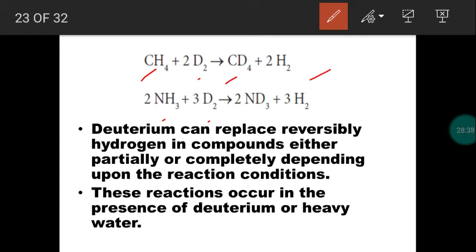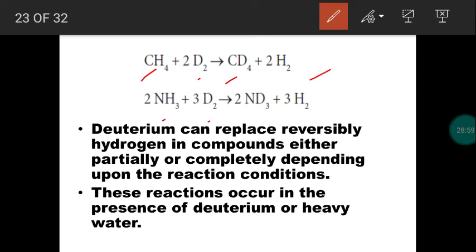In methane molecule, in CH4, the 4 hydrogen atoms are replaced by deuterium. So CH4 becomes what? CD4. So this is called the exchange reaction. The hydrogen atoms present in a molecule can be replaced by deuterium partially or completely. So this is called the exchange reaction.